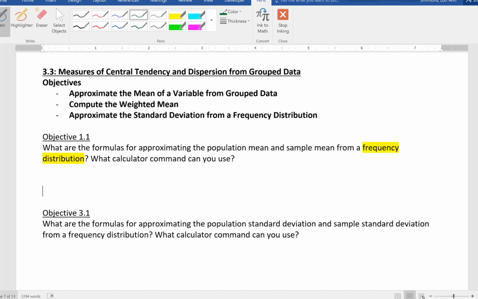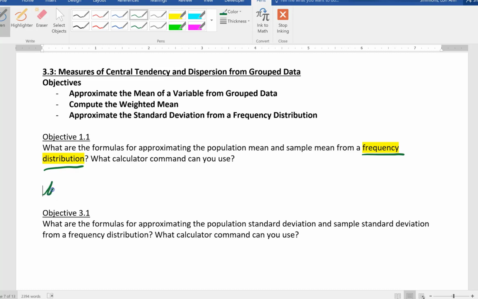What are the formulas for approximating the population mean and sample mean from a frequency distribution, and what calculator command would you use? Well, frequency distribution, that's going to be when we have classes. So before we just had numbers that we worked with. Now what if we actually had classes? This is how you would compute the mean.